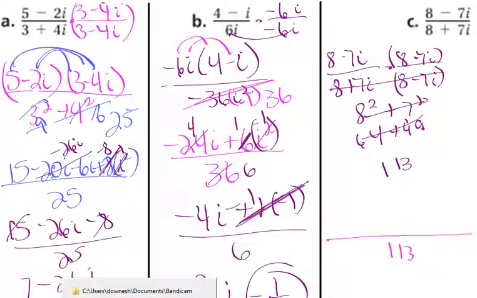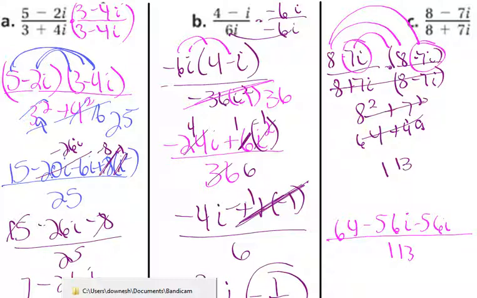Now let's work on the top. So we have 8 times 8, which is 64. Now outside, 8 times negative 7i is negative 56i. Inside, again, negative 56i. And last is negative 7i times negative 7i, which is a positive 49i squared. And we know that our i squared is negative 1. So 49 times negative 1, we end up with a negative 49.